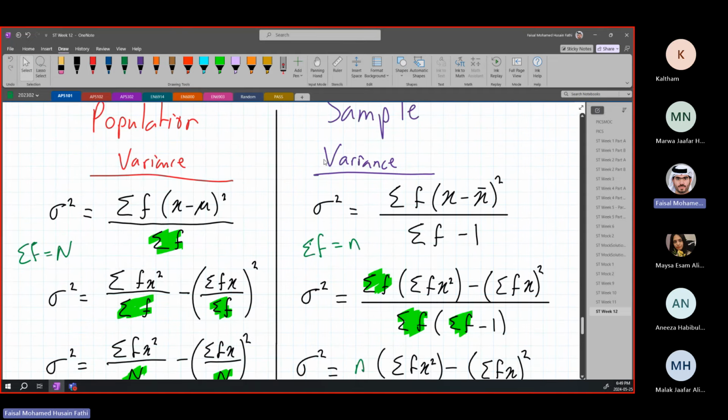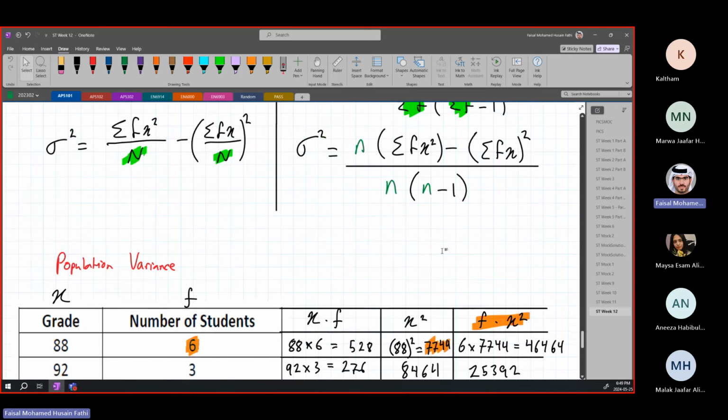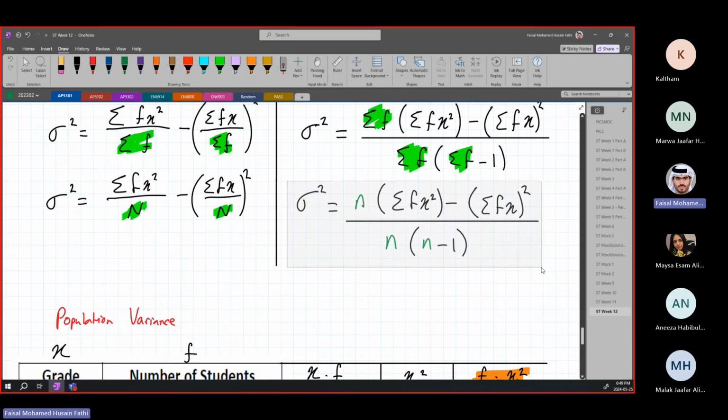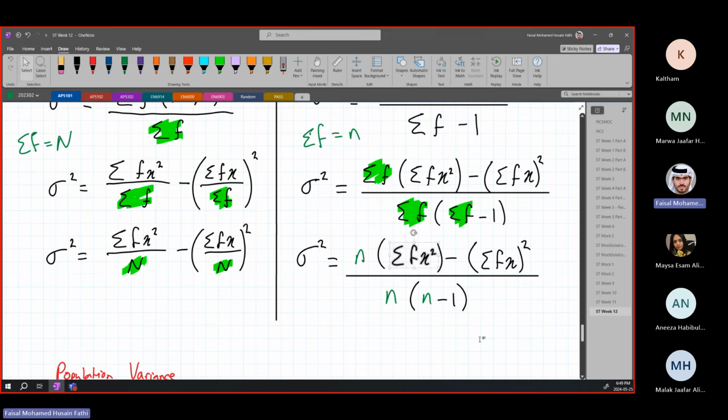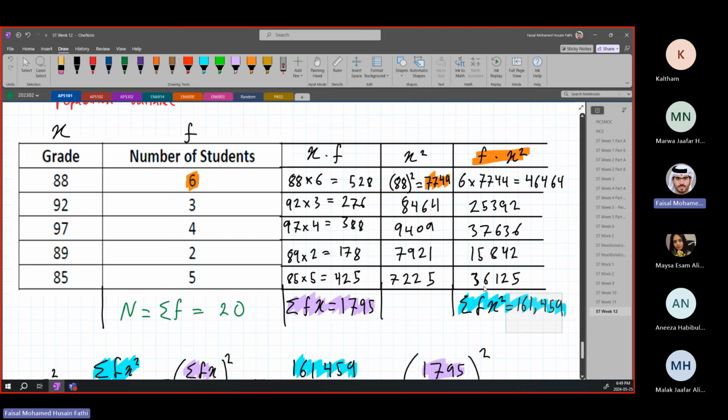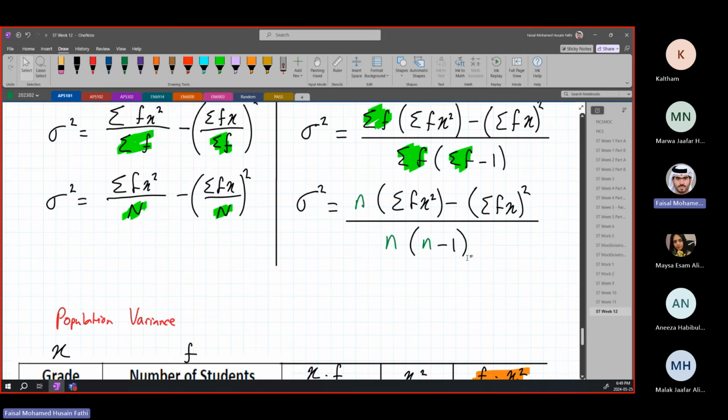For sample variance, you will do the exact same thing. The only difference is you're going to be using this equation. So the application is the exact same way. If you notice, we have sigma fx squared here, and then sigma fx all squared here, which is the same values that we found. The only difference is at the equation at the bottom, you're going to have n into n minus 1, and you're going to have an n over here. All right. So it depends on the question, but the application is exactly the same.